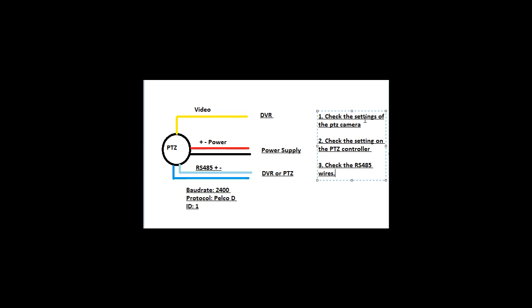But in a scenario where you have a DVR with an RS-485 connection, and you have your camera hooked up to a PTZ controller, to check if the controller is good or bad, you could switch the RS-485 to the DVR and see if the DVR could control the PTZ camera. If it doesn't, then we know the camera is bad. But if it does, we know the controller is bad. So it's pretty much that simple.